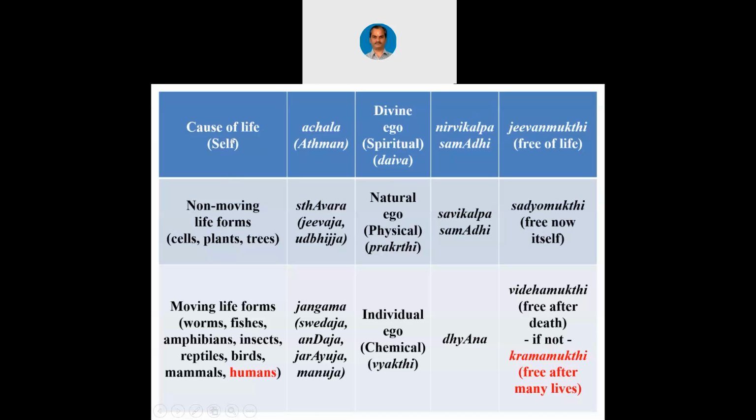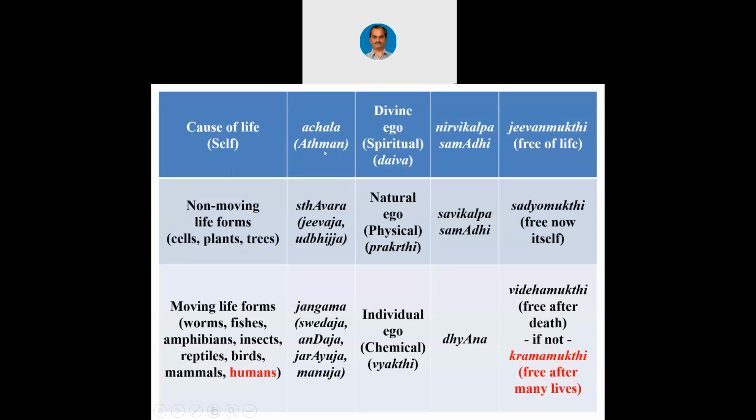Now this cause of life or the self initially created non-moving life forms. They are cells, then plants, then trees. From the plant cells, gradually plants and trees. And these are sthavara. They are not achala, but they are sthavara. In the sense, they are also non-moving, but we cannot say they are non-moving. Even when a tree is growing, even when a plant is growing, actually it is a minute movement only. The growth of roots, the growth of leaves, the growth of branches is basically a movement only. The only thing is that the body of the tree is staying there only. That is why it is called as sthavara, and it is not achala.